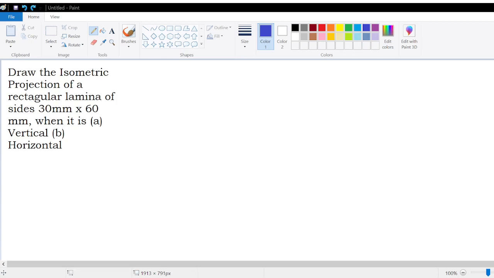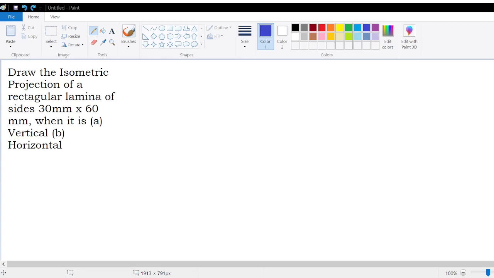Now look at this question. In this question, you are asked to draw the isometric projection of a rectangular lamina. Lamina is nothing but a sheet of negligible thickness. So it is rectangular in shape. You can assume it as a sheet of paper. So the dimensions are 30 by 60 mm. Now the sheet can be either vertical or horizontal.